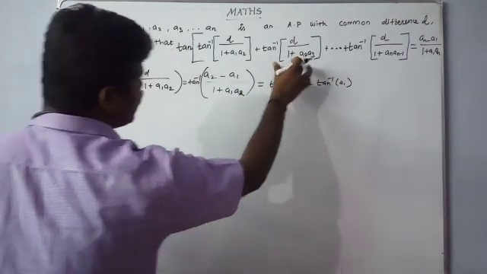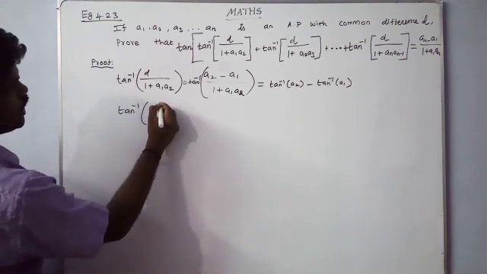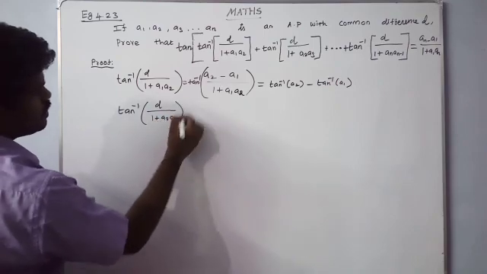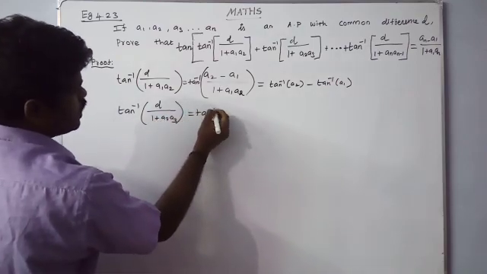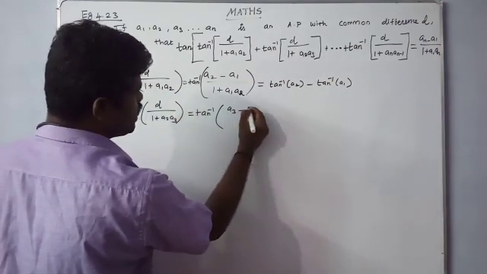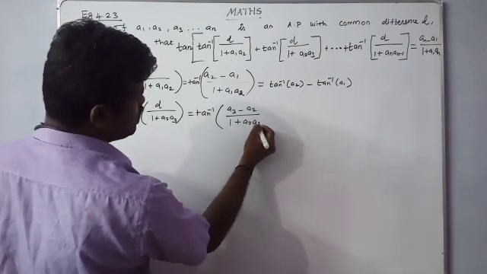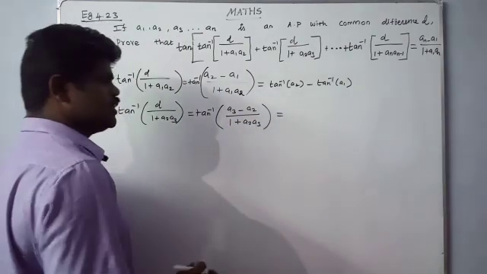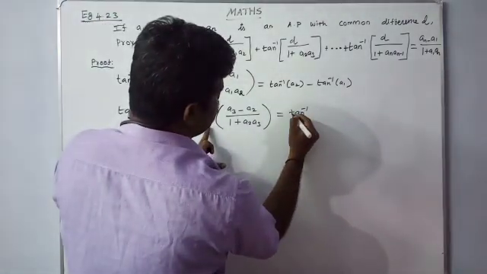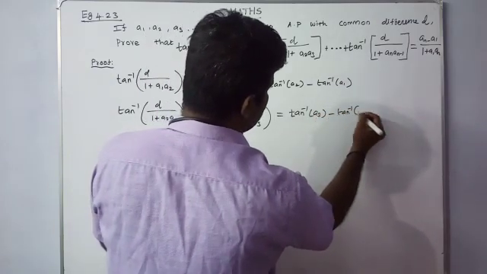And let us take the second value, tan inverse of d by 1 plus a2 a3. Here tan inverse of d can be written with the third term, a3 minus a2, divided by 1 plus a2 a3, which by property 6 is tan inverse of a3 minus tan inverse of a2.